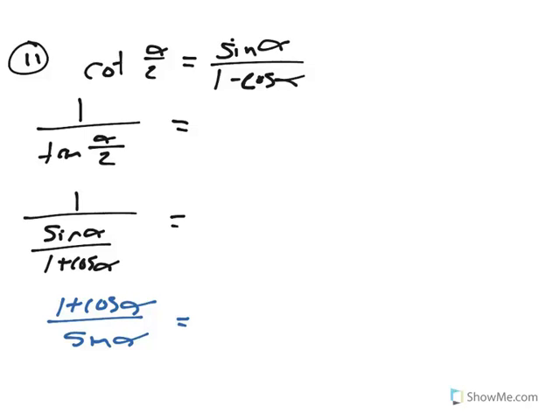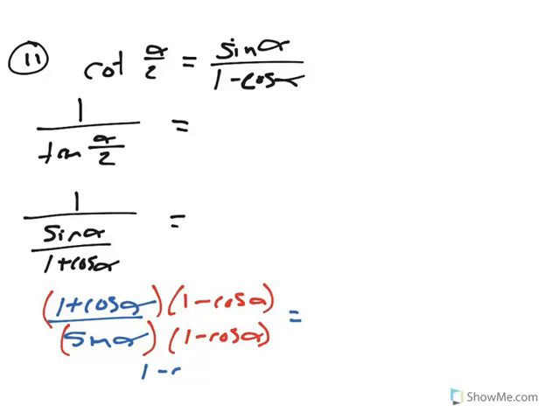I know that 1 minus cosine squared of alpha is sine squared of alpha. So to get the top to be 1 minus cosine squared, I'm going to multiply the top and the bottom of this fraction by the conjugate of the numerator. I know if I do that, it's going to give me the top to be 1 minus cosine squared, which I know is going to be helpful, or at least I think it's going to be.